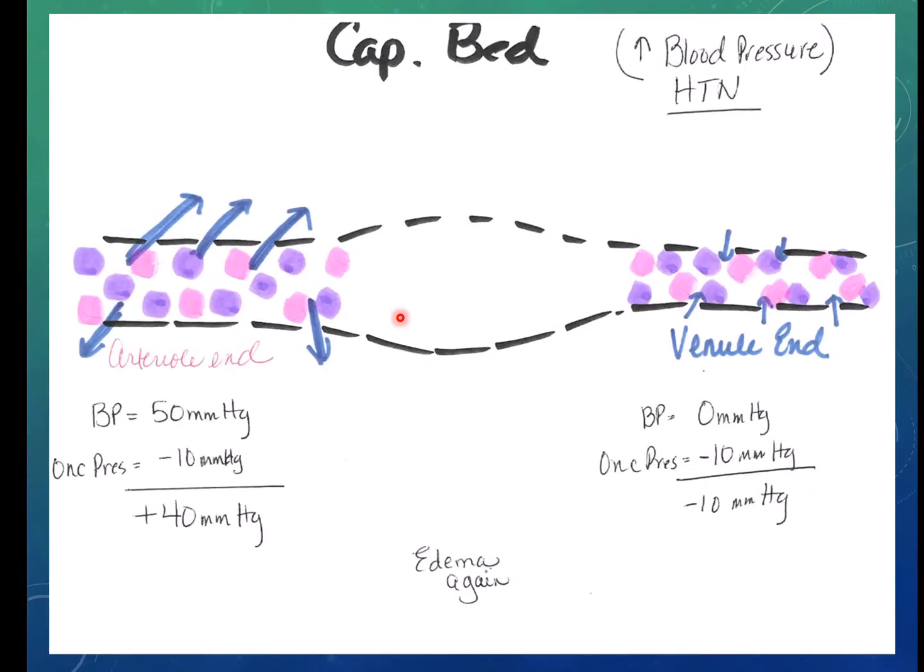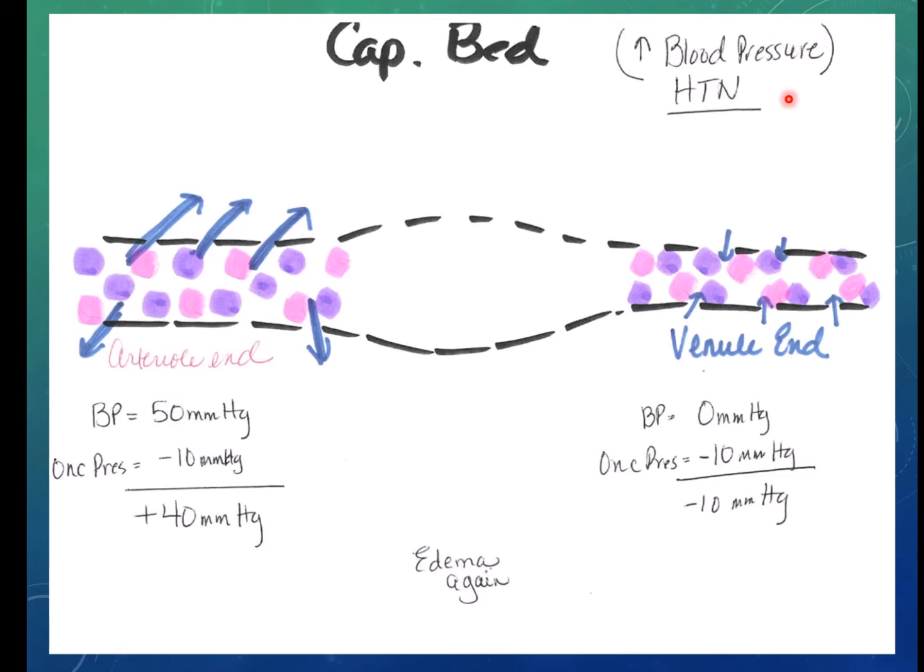Okay, let's look at another scenario. So we're back to the same capillary bed, but now you can see I have restored the normal amount of red blood cells and albumin, okay? The same amount that's on this end will be on this end, so it's the same amount. But in this scenario, our patient's problem, and remember, I'm only changing one variable at a time.